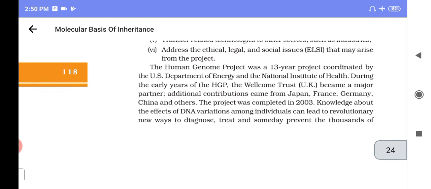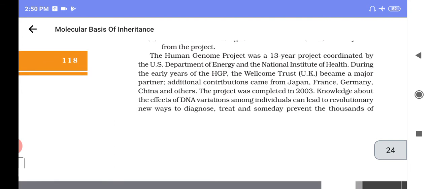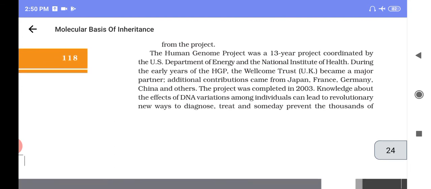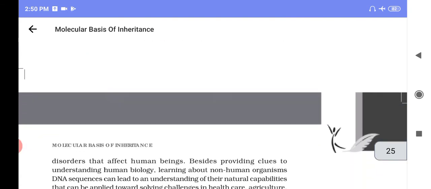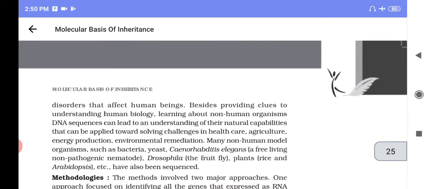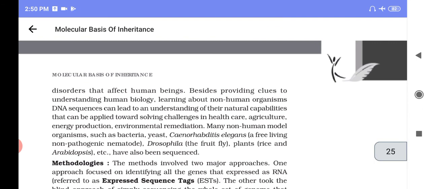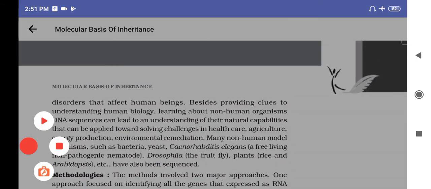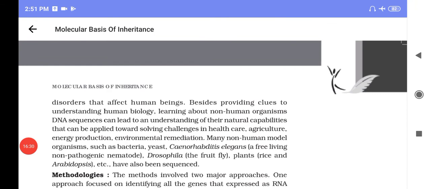Knowledge about the effects of DNA variations among individuals can lead to revolutionary new ways to diagnose, treat and someday prevent the thousands of disorders that affect human beings. Besides providing clues to understanding human biology, learning about non-human organism DNA sequences can lead to an understanding of their natural capabilities that can be applied towards solving challenges in healthcare, agriculture, energy production, and environmental remediation.